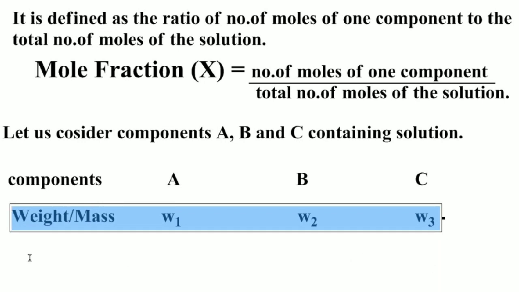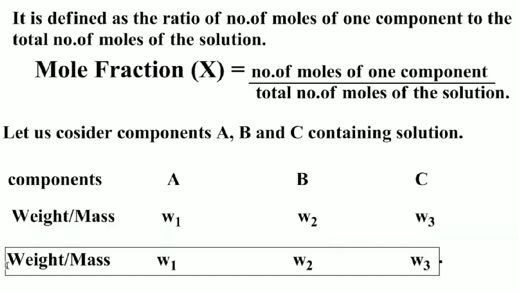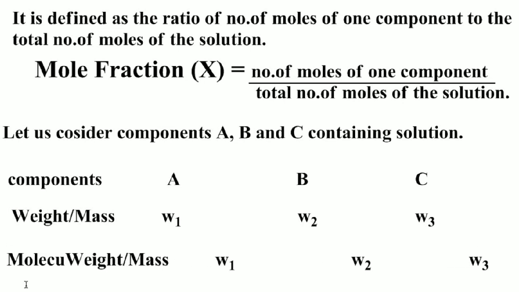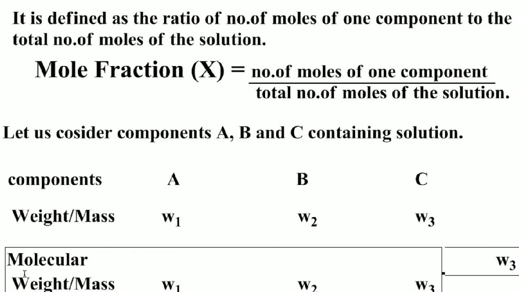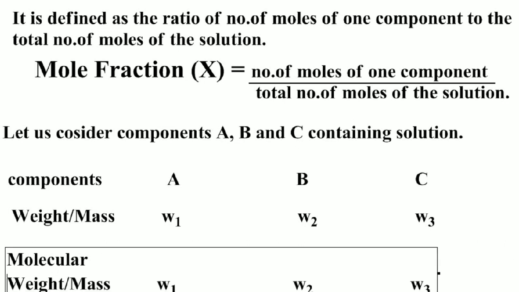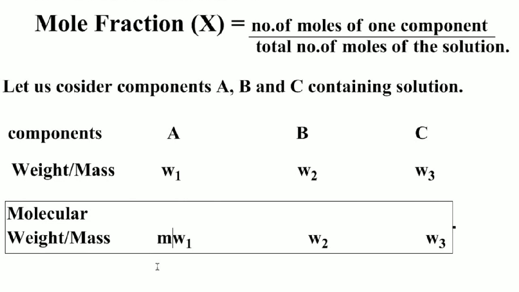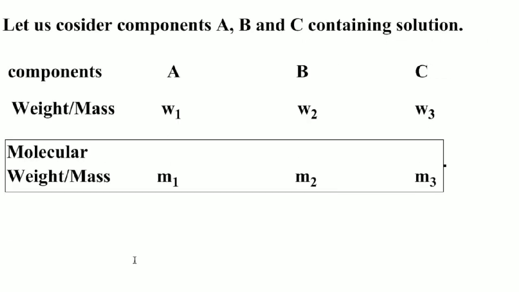Similarly, let us consider the molecular weight or molecular mass of the components A, B and C. Let us assume the molecular mass of component A as M1, the molecular mass of component B as M2 and the molecular mass of component C as M3. So M1, M2, M3 are the molecular masses or molecular weights of components A, B and C.